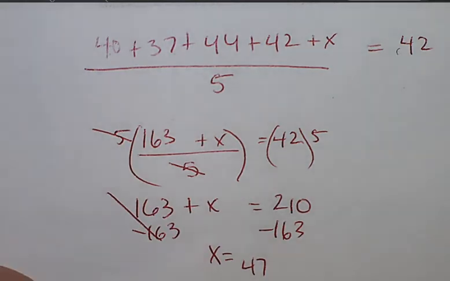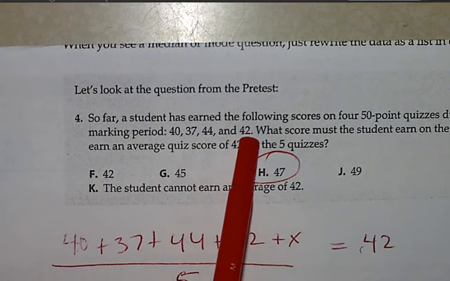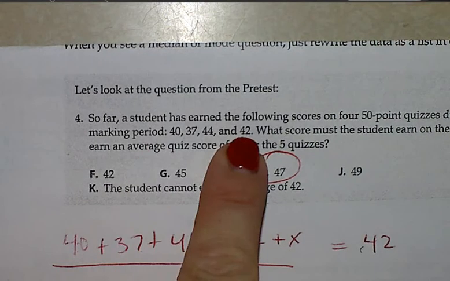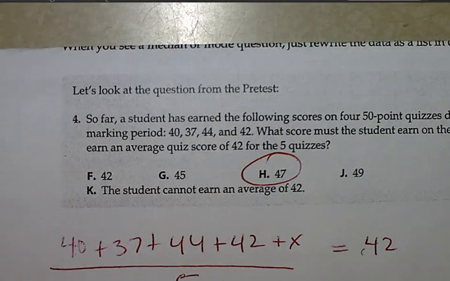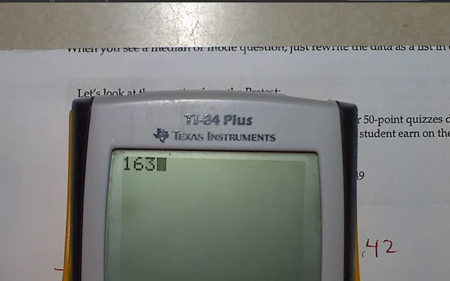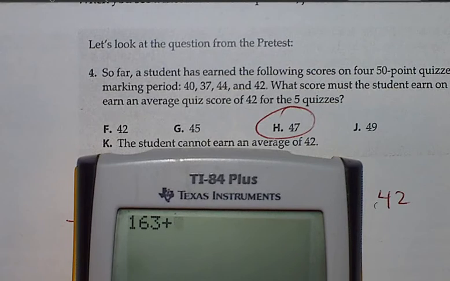We're going to just check each one of these answers to see which one works. So we're going to take these 4, which I know you've already added up to give yourself 163. So we know these 4 equal 163. Please type in clear and a 163 into your calculator. And we're going to add option A. So 163 plus option A would be 42. Plus 42. Take it and divide it by 5.